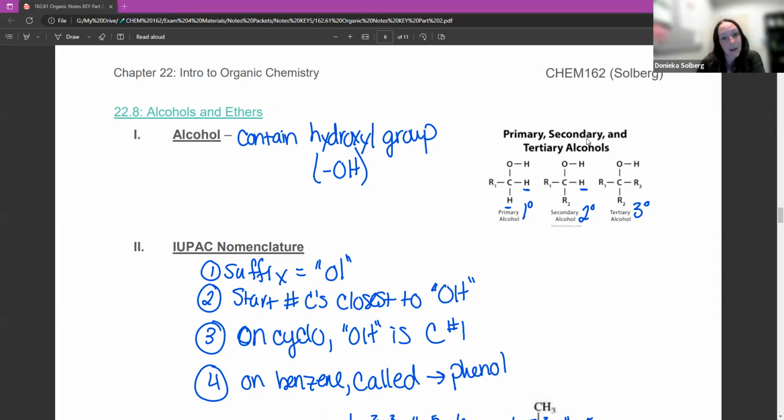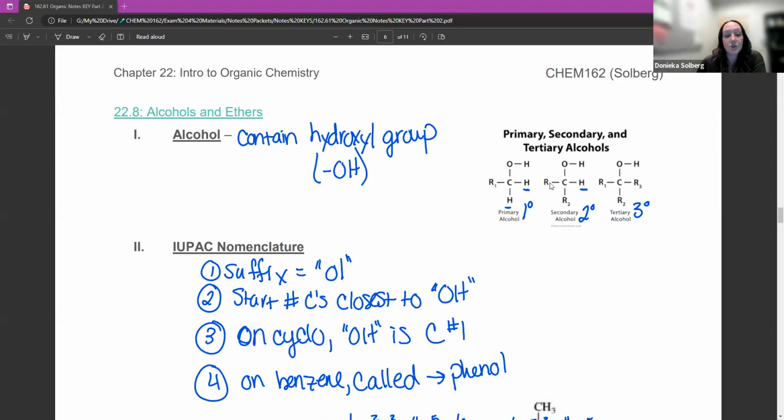So there are three types of alcohols. All alcohols are considered either primary, secondary, or tertiary, with a little superscript symbol, and it depends on the carbon that the OH is attached to. If the carbon it's attached to is connected to one other carbon, it is a primary alcohol. That means the other two bonds on that carbon are hydrogens.